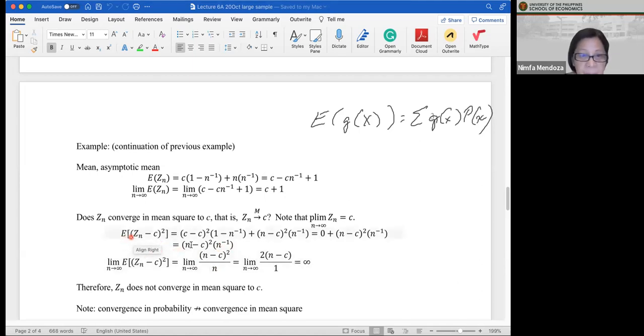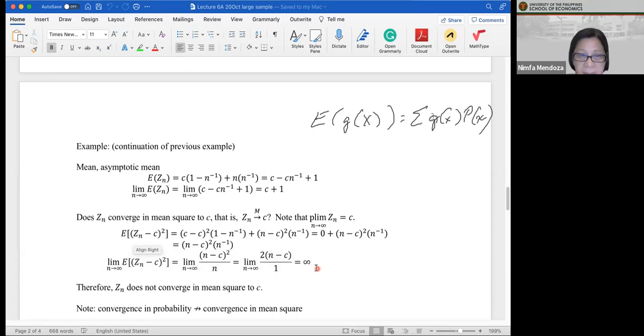Then we get the limit of this as n approaches infinity. Therefore, we get the limit of this. So note that here you apply L'Hopital's rule, because if you substitute infinity, you would have infinity over infinity. So you have the first derivative of this with respect to n, which is 2n minus C. This with respect to n is 1. But as n approaches infinity, the limit would be infinity.